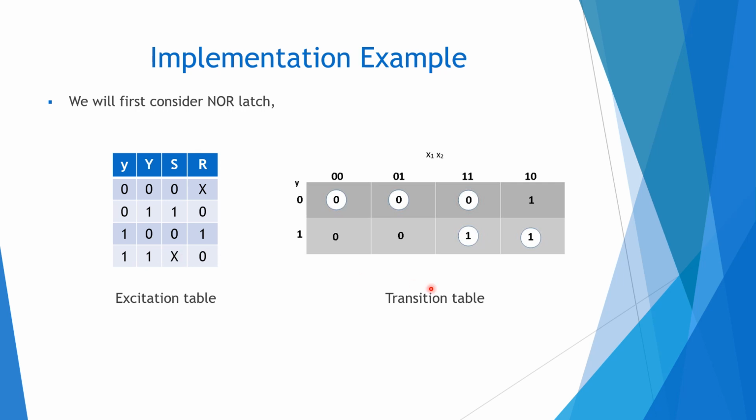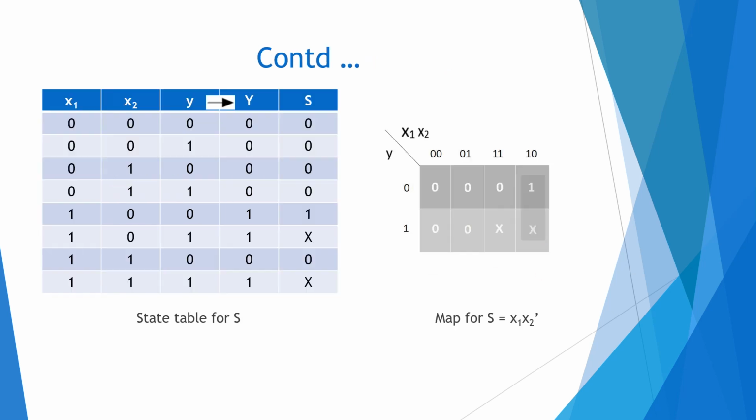So we will draw the transition table for the NOR latch. So for any latch it will be, this is a transition table. So here there is no forbidden condition, this is a transition table here. So this is a state table to generate the value of S here. So this is x1, so we are writing S as a function of x1 x2 y, and according to the transition from small y to capital Y, we will write the value for S.